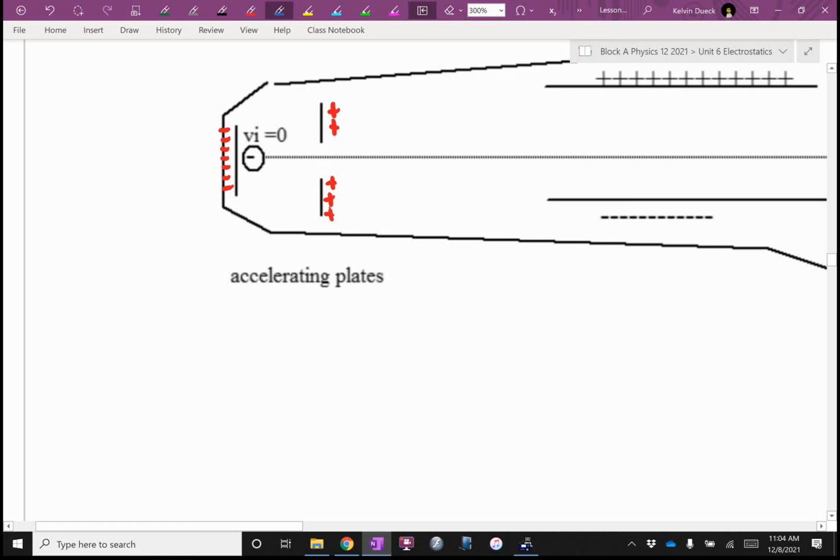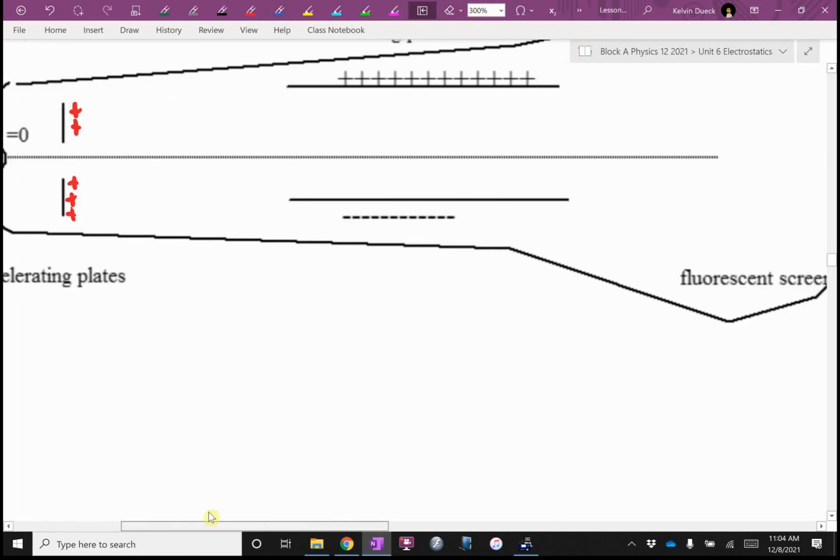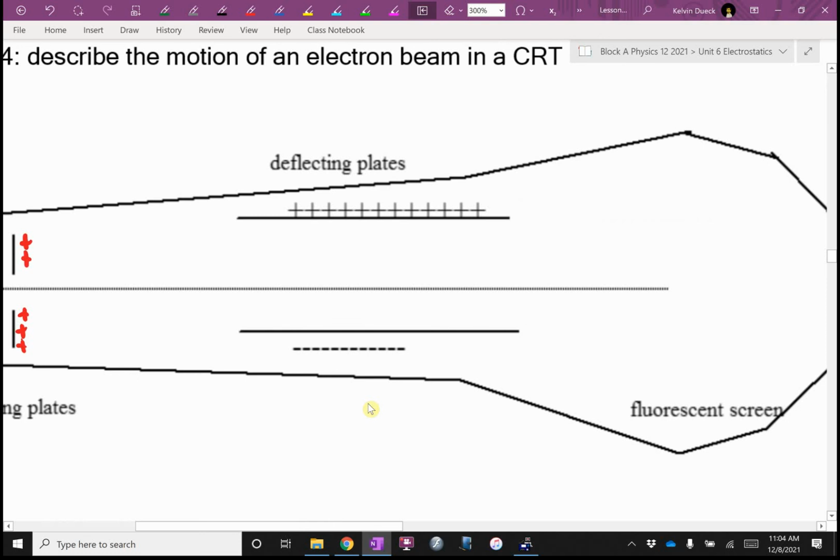Then what? You have a set of deflecting plates. You have one set of plates that's horizontal and one pair of plates that's vertical. So let's look at these horizontal plates. If we charge this positive, which way will the electron get deflected as it comes through here?